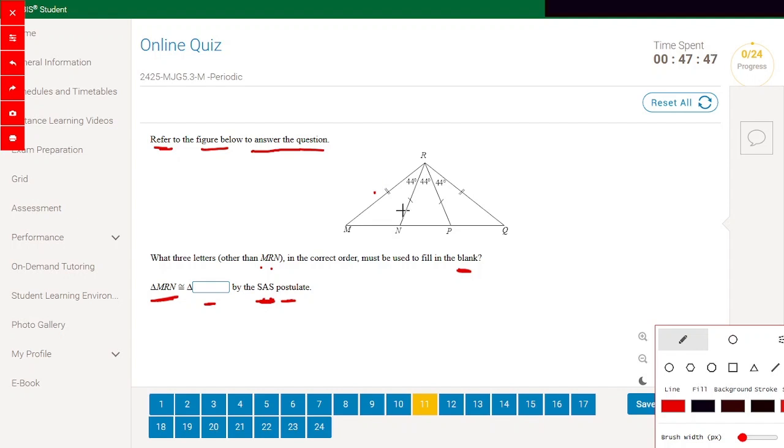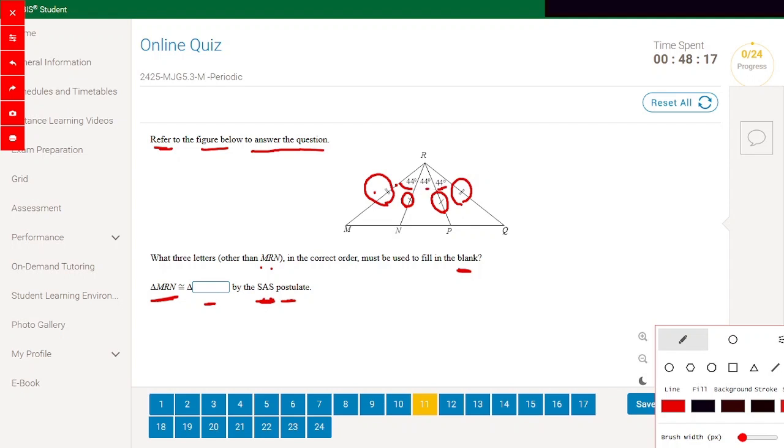So let's see here. From the figure, we're seeing that this side, which is RM, is congruent with RQ because they are equal, right? And this side, which is RN, is congruent with RP because they are equal. And this angle is congruent with this angle.